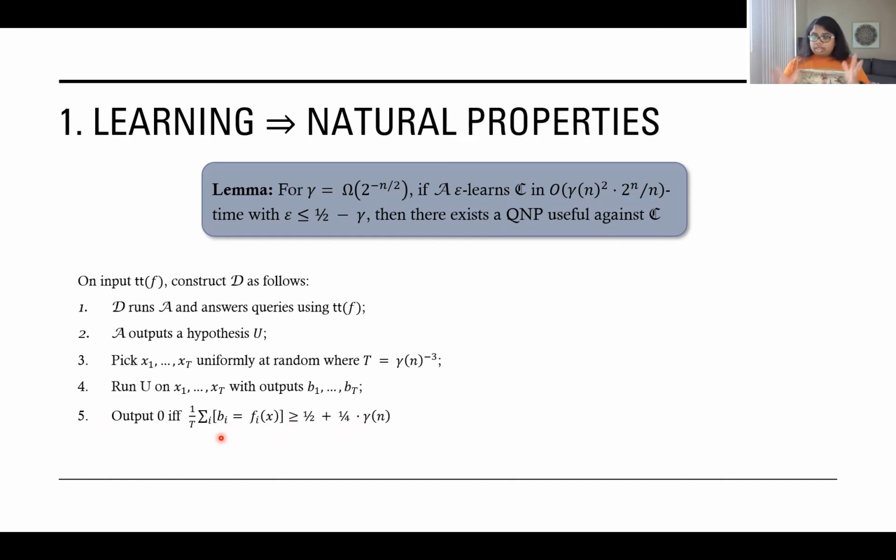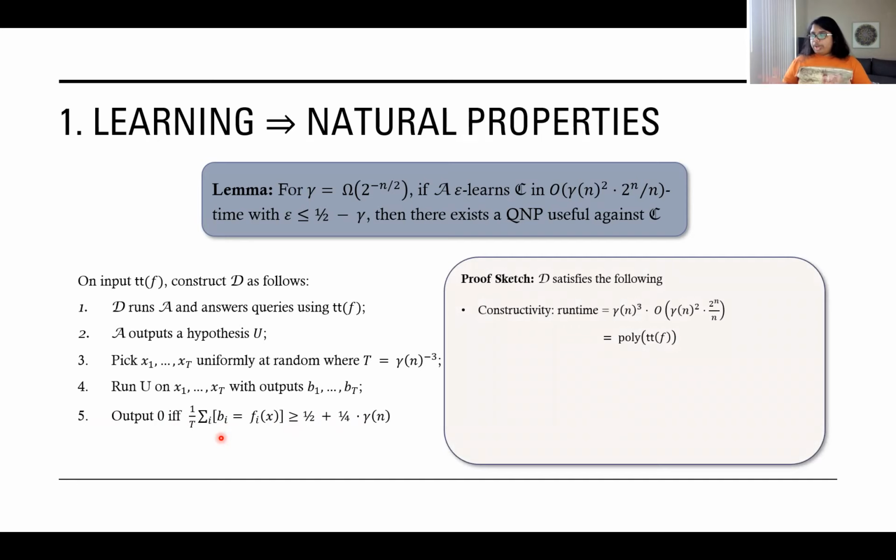So why does this procedure suffice? Essentially, you have constructivity. You can run this whole thing in polynomial in the truth table time, which is what you care about. Why is this useful? Well, because A is a learning algorithm for the circuit class, the hypothesis that it outputs has a half plus gamma approximation for f. So by doing a Chernoff bound, if you compute how much correlation it has, you will say that it has high correlation with the function. And if it has high correlation with the function, because my natural property does the opposite of what a learning algorithm should do, I will output 0.